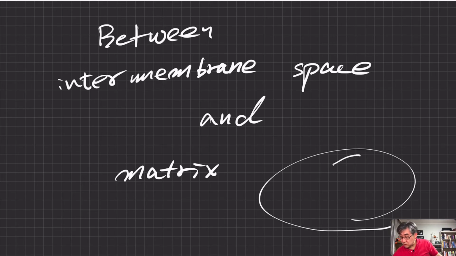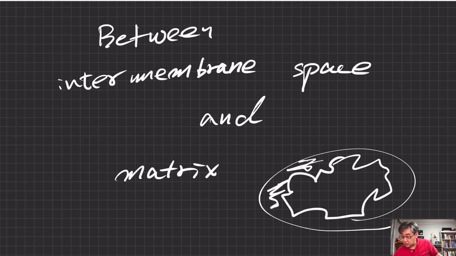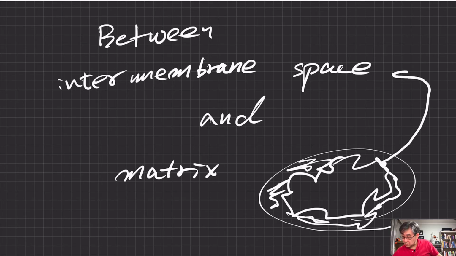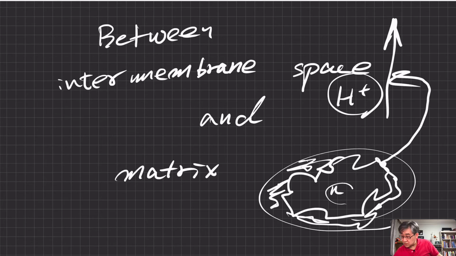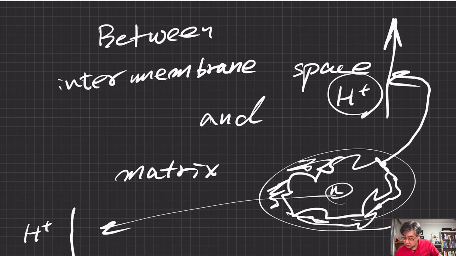So in other words, in the intermembrane space the hydrogen ion concentration is high, and in this matrix area the hydrogen ion concentration is low. Then you have this kind of gradient. By the law of physics, once you have this concentration gradient, the hydrogen ion will try to move from where to where? From the highly concentrated area, the intermembrane space filled with hydrogen ion, towards the inside of this mitochondria, which is the matrix.